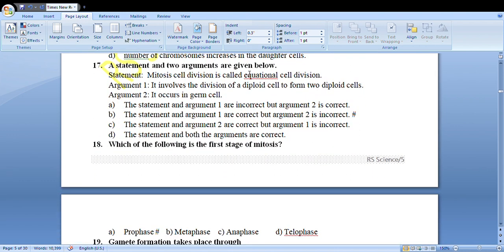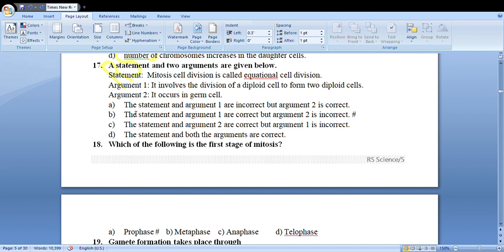A statement and two arguments are given below. Statement: mitosis cell division is called equational cell division. Argument 1: it involves division of a diploid cell to form two diploid cells. This is correct. Argument 2: it occurs in germ cells. Germ cell means reproductive cell, that is gametes. This is not correct.